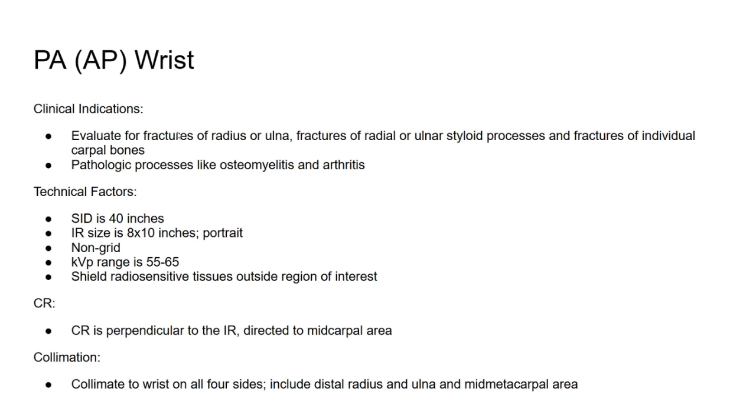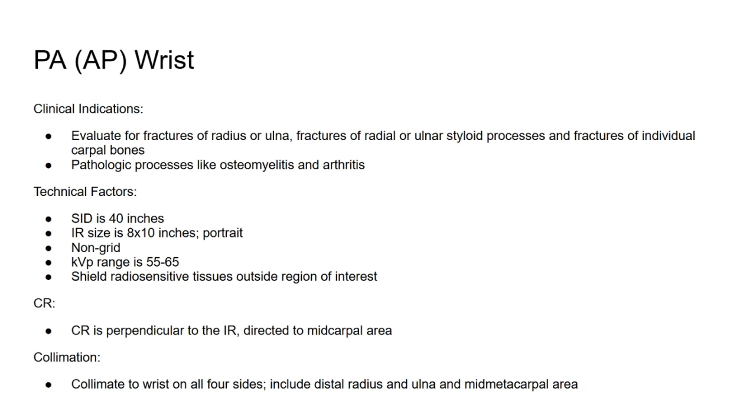Now, for technical factors to set up for a PA wrist, your SID is going to be set at 40 inches. Your IR, if you have the ability to change it, is going to be at a size of 8 by 10 inches in the portrait format to take advantage of the long axis. Now, there will not be a grid. The anatomy is quite small and what you're focused on, and also your kV range is going to be at 55 to 65. 55 to 60 is pretty appropriate, so it doesn't feel like there's much of a need to go any higher, but you can go up to 65.